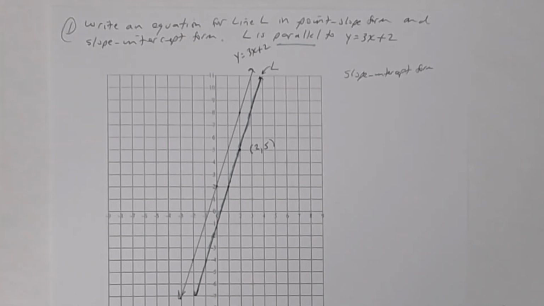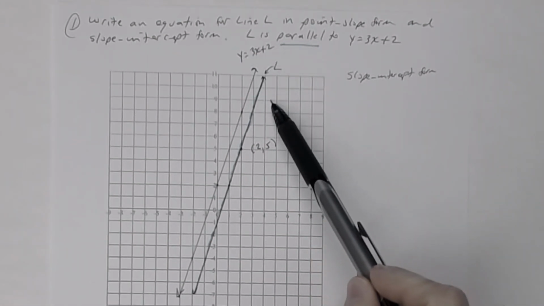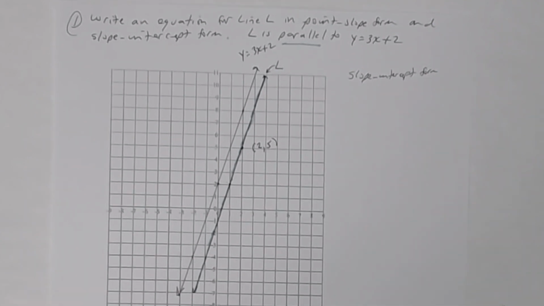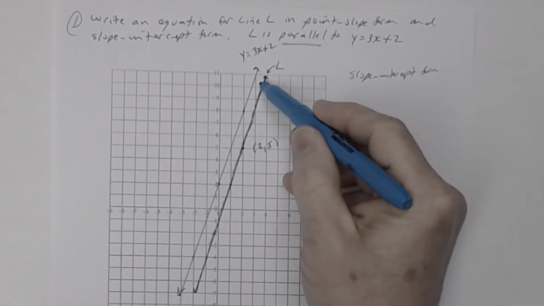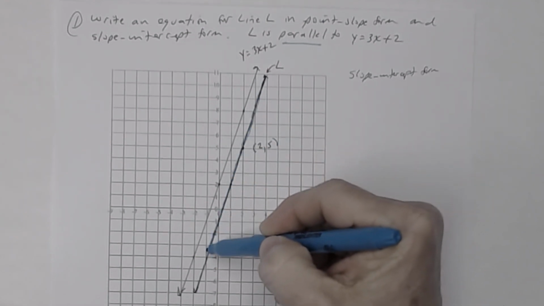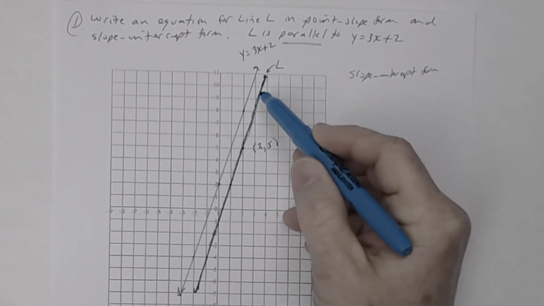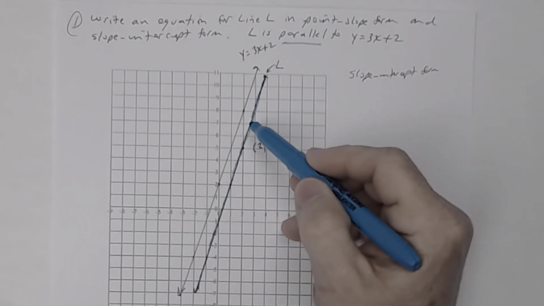All right, so this is the lesson on parallel and perpendicular lines. Number one, you want to write the equation of a line L. This is line L right here, and I'll highlight it a little further. You want to write the equation of this line, and notice that this line L has an infinite number of points on it.